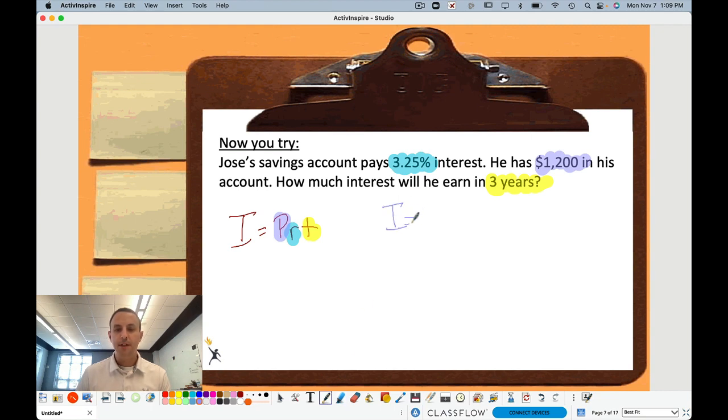Interest is $1,200 for the principal times the decimal equivalent of 3.25%. Helps if I can write it correctly. Times the amount of time you have. You can either do it with decimals or do the percentage. I find decimals a little harder just because I have a decimal point, so I like to use mine with percent with these. So let me type that in my calculator, see what I came up with, and see if you guys agree with me.